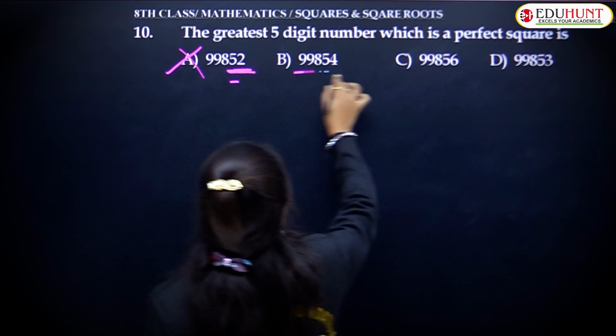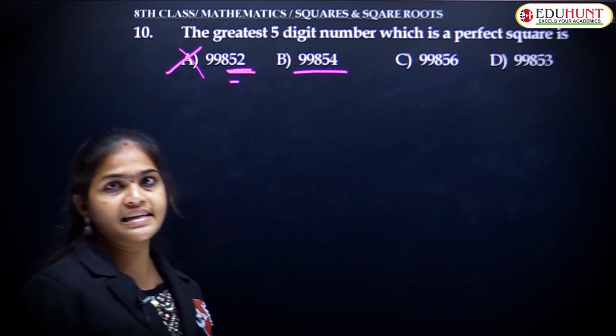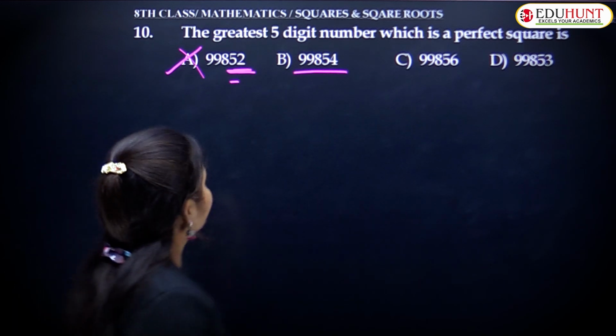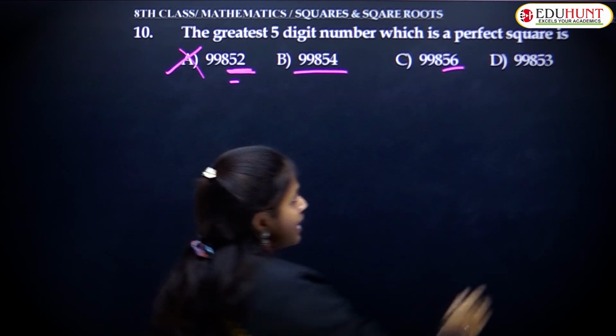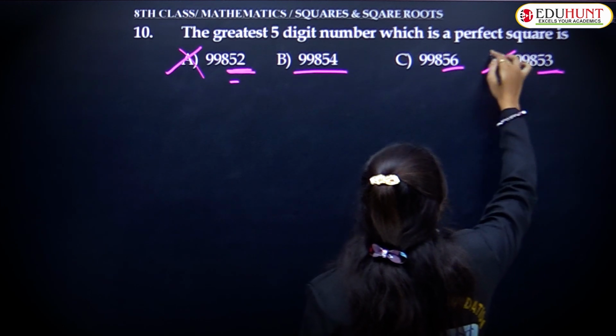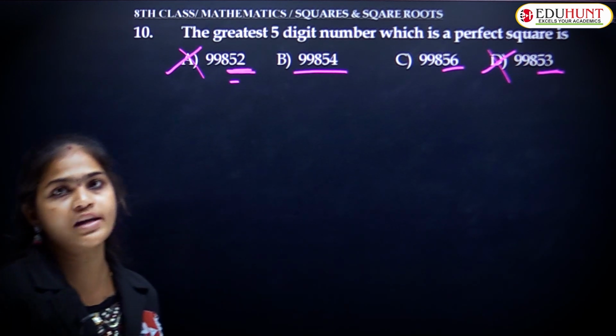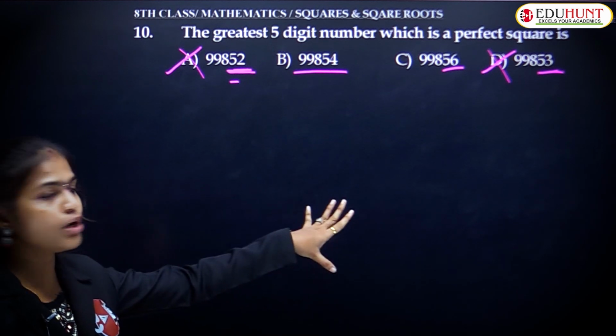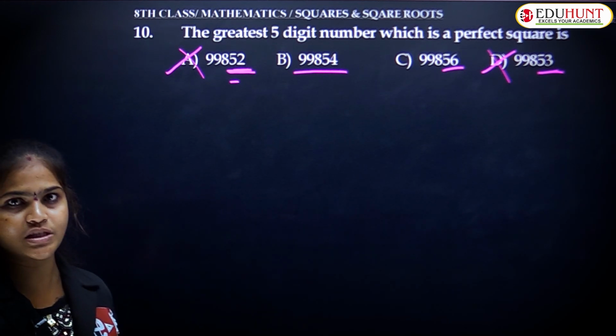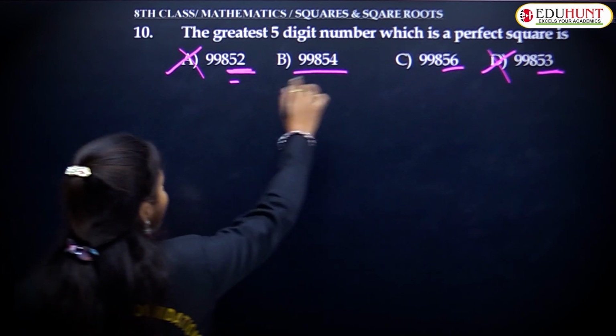Next, here 54, so the last digit is 4. There is a chance. And here the last digit is 6, so here also there is a chance. And here this number is ending with 3, so that is not a perfect square. First eliminate those options which are not correct, which are not possible. Next, see that here we are having two numbers.